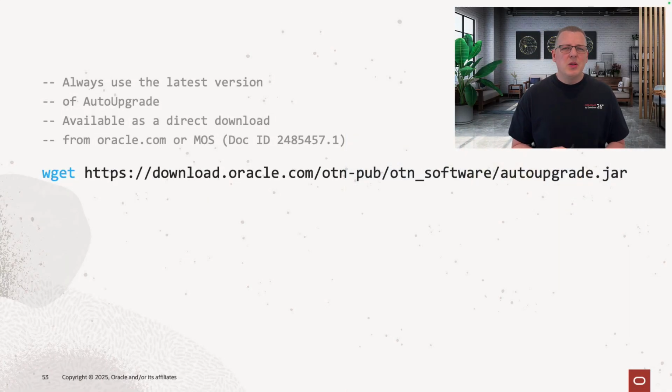AutoUpgrade is there on your Oracle Home, but we recommend every time you need to use it, you download the latest version. So you have some options. You can go to My Oracle Support and download it, or if you are scripting, you can use wget and download using this URL.